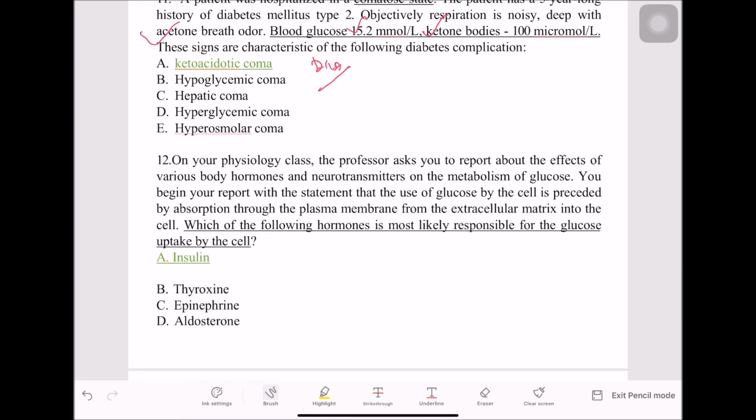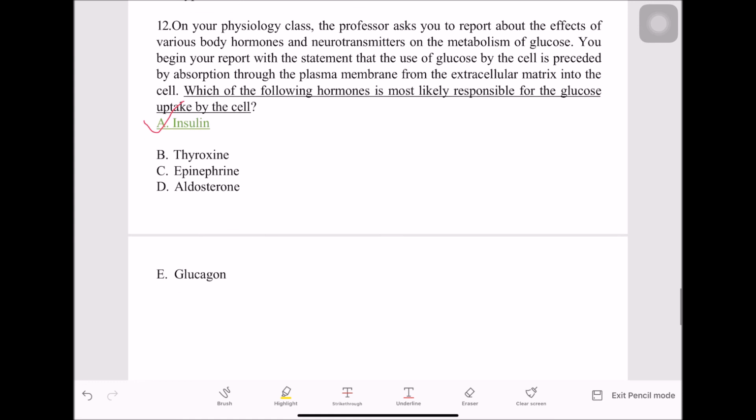In your physiology class, the professor asks you to report the effect of various body hormones and neurotransmitters on the metabolism of glucose. You begin your report with the statement that the use of glucose is preceded by absorption through the plasma membrane from the extracellular matrix into the cell. Which of the following hormones is most likely responsible for glucose uptake by the cell? That is insulin. So it is a direct question.